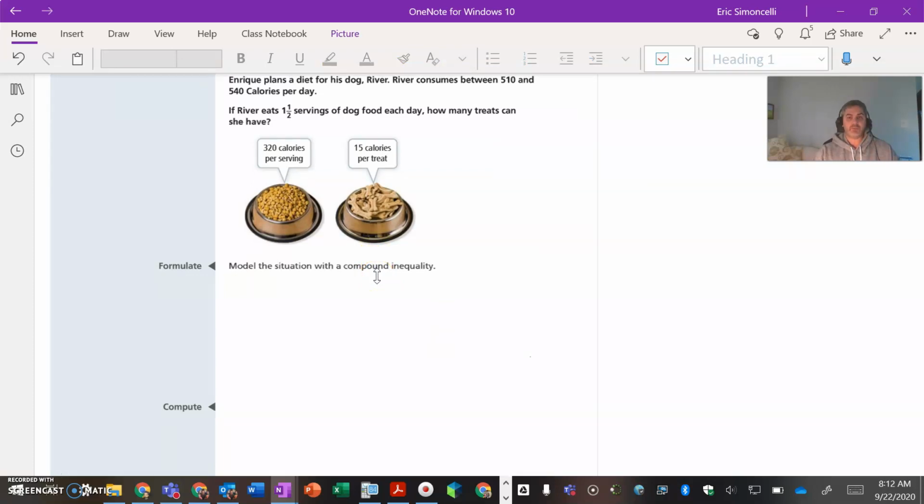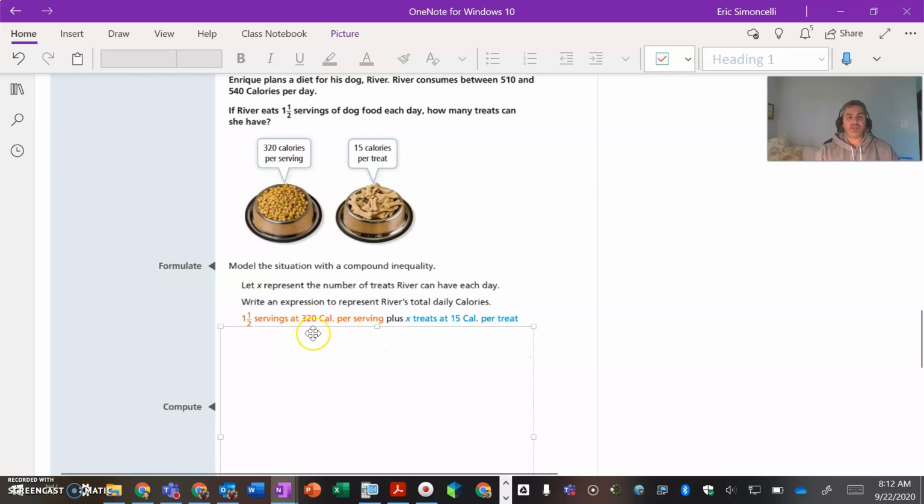Model the situation with a compound inequality. We're going to let x represent the number of treats River can have each day. Write an expression to represent River's total daily calories. And you can start to see the process unfold with 1.5 servings at 320 calories per serving. Now remember, 320 calories per serving. The word "per" implies that you're dividing calories and servings by one another. So calories divided by servings. When you multiply the number of servings times calories per serving, the servings divide out and you end up with just calories. That was the red expression for the first bowl.